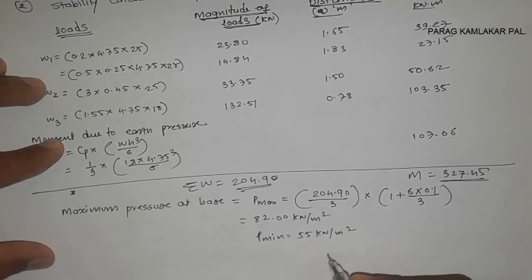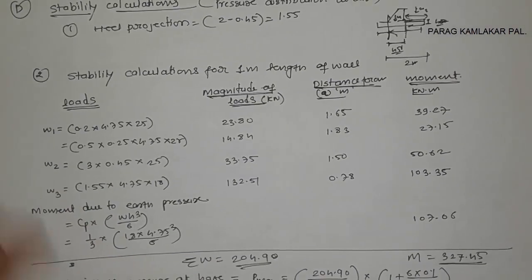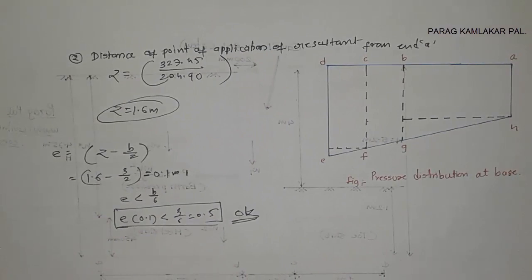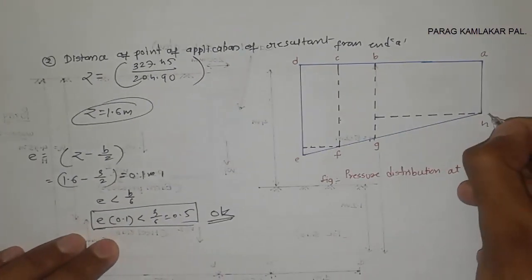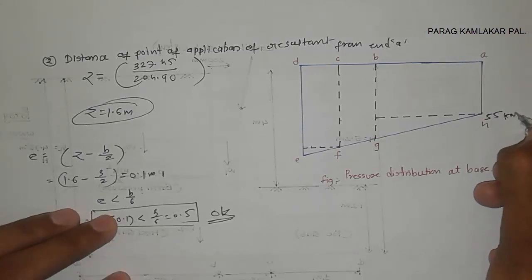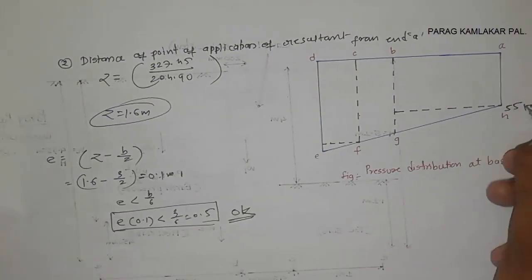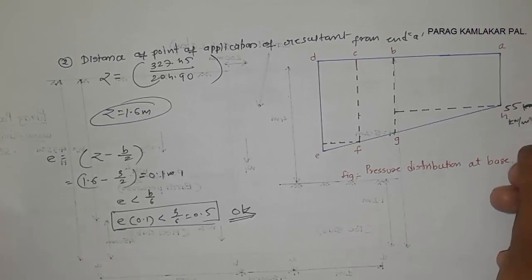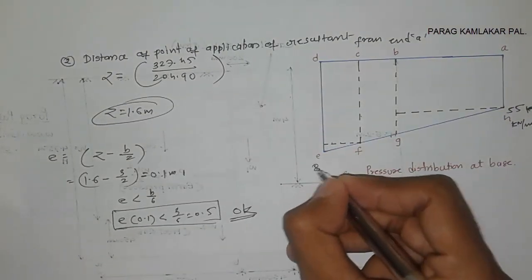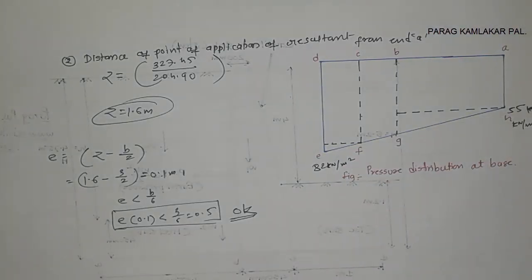Now in this diagram we need to draw these values, the maximum and minimum pressure. Here is the minimum pressure intensity at the base, 55 kilonewton per meter square, and here we get 82 kilonewton per meter square. That is exactly what I'm talking about. Now after that we need to go for the design of the heel slab.